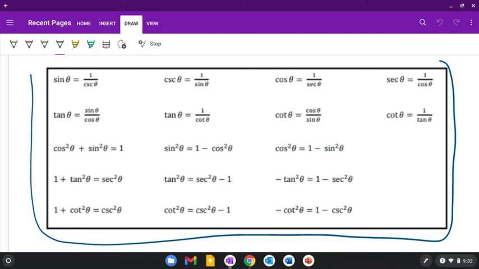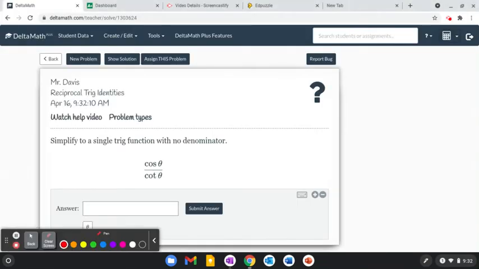So we're going to be using these trig identities to reduce these expressions to a single trig function or a constant with no denominator. All right, so very similar to the packet ones that we did last week. Just some further practice on that before we get to any more difficult ones.